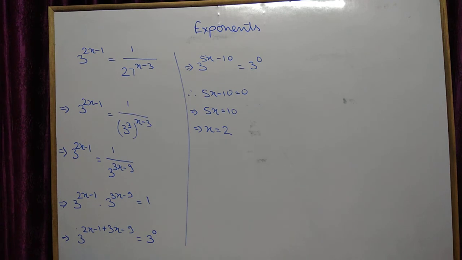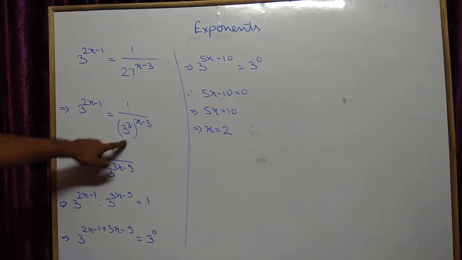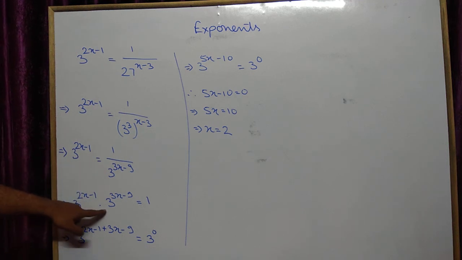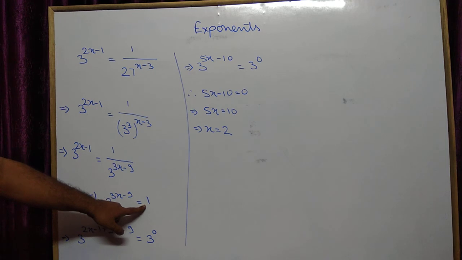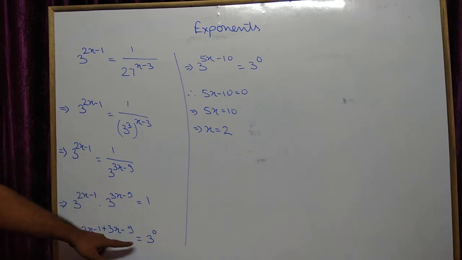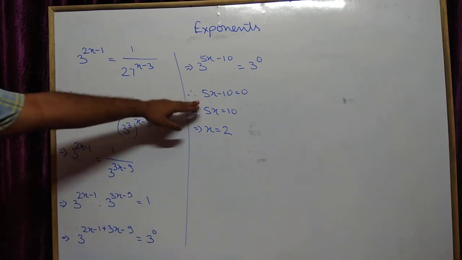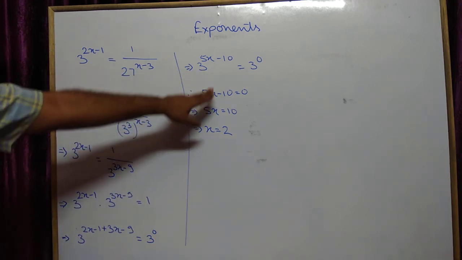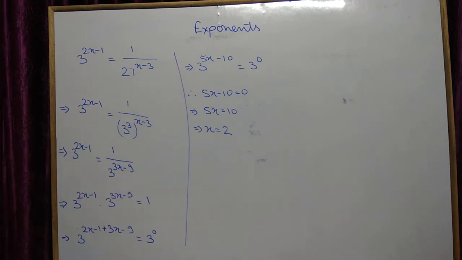Remember, in this case first we make the base the same, then do the multiplication. Here we have 1, this one is remaining, so this one again we have to convert to the same base, 3 to the power 0. Something to the power 0 is always equal to 1. Then in this case we compare the powers on both sides because the base is the same, so we have the value of x. Move to today's last question.